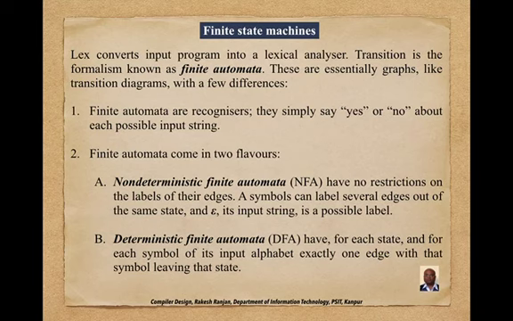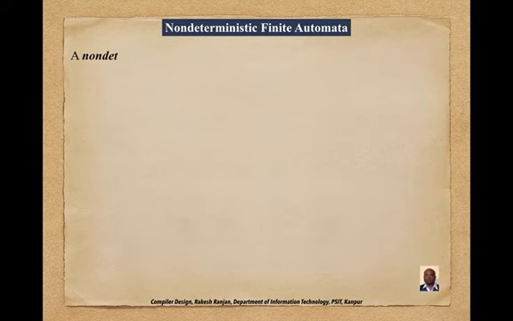Finite automata come in two flavors. First is the NFA, non-deterministic finite automata, and second is the DFA, deterministic finite automata. NFA has no restriction on the labels of its edges. A symbol can label several edges out of the same state, and epsilon, the empty string, is a possible label. In a DFA, for each state and for each symbol of its input alphabet, there is exactly one edge with that symbol leaving that state.